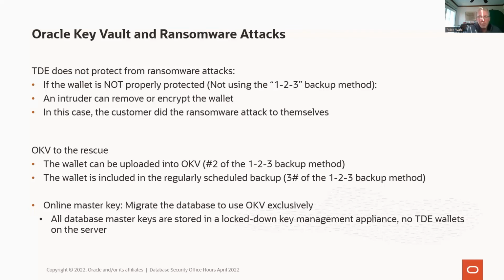The first backup is available immediately. The next one is remote, but immediately available. And the third one is some offline storage where it takes time to get it back. So with OKV, you could either upload the wallet into OKV. This is number 2 because you can also download. And the wallet becomes part of the regularly scheduled backup. This is number 3 of the 1, 2, 3 backup. Your encryption keys are part of the larger backup that contains everything that belongs to OKV.